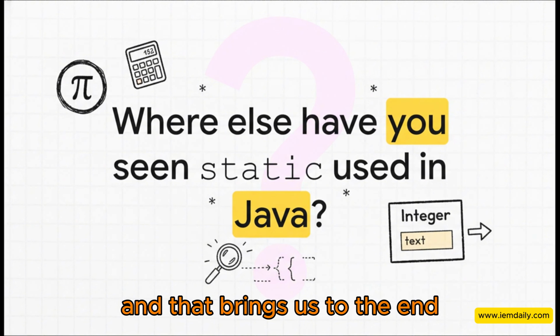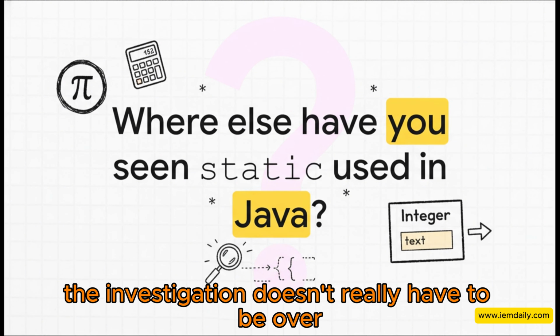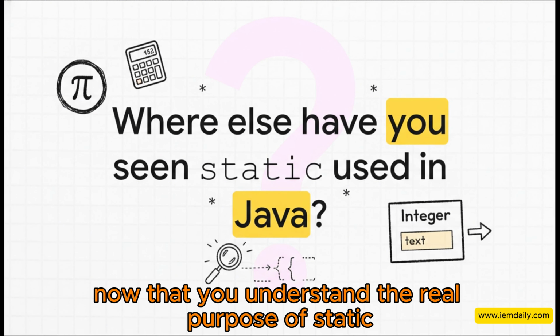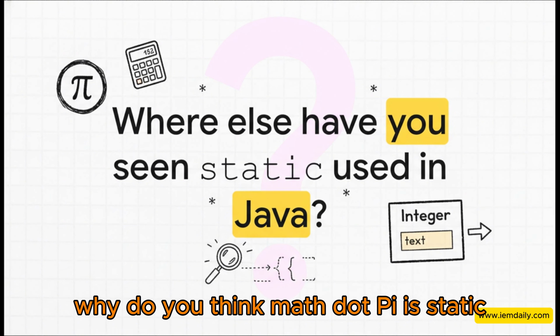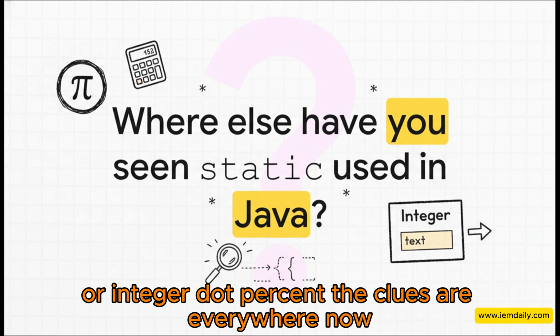And that brings us to the end. But the investigation doesn't really have to be over. Now that you understand the real purpose of static, start looking for it in other places you've seen it in the Java library. Why do you think Math.PI is static, or Integer.parseInt? The clues are everywhere now.